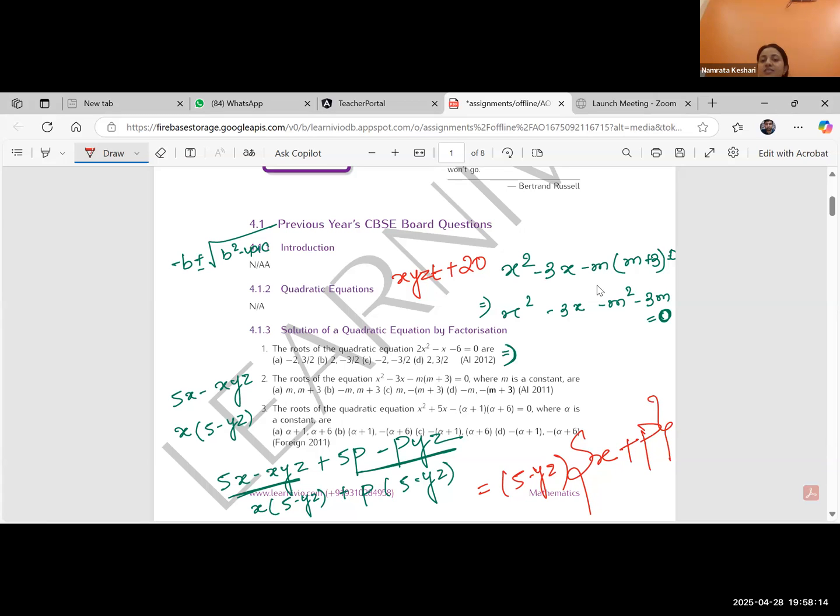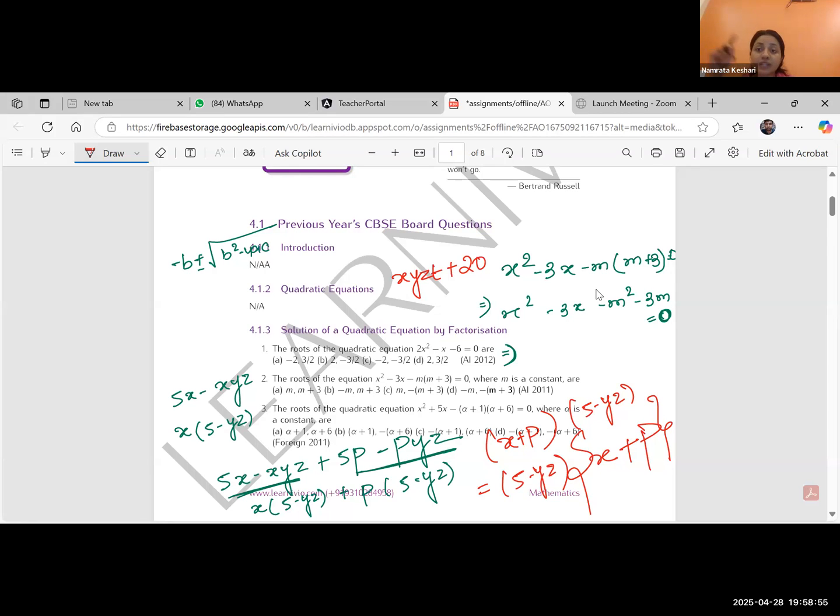I hope you always do this step while splitting the middle term, right? This is the reason behind that. While splitting the middle term, we make the bracket the same, and then we write one bracket this, the other bracket that. So we take out the common, and the remaining goes in the other bracket. We can also write x plus p first, and 5 minus yz after that. Why? Because 3 into 4 or 4 into 3 is the same thing.